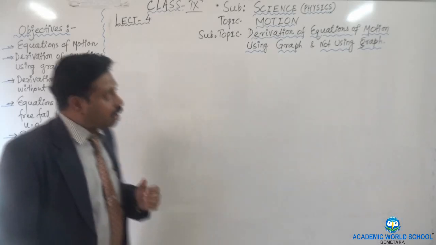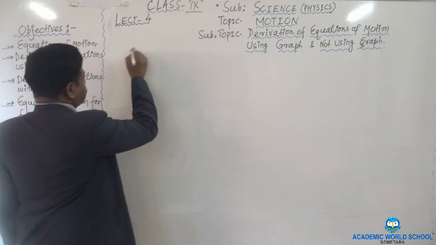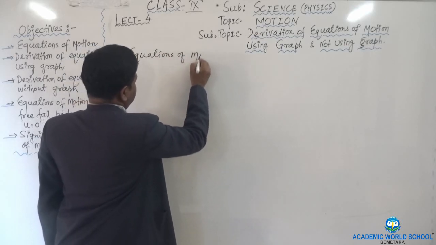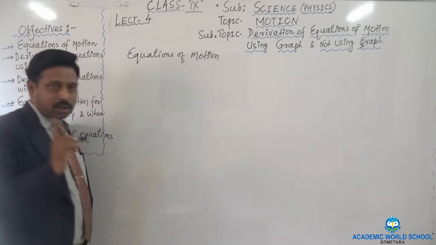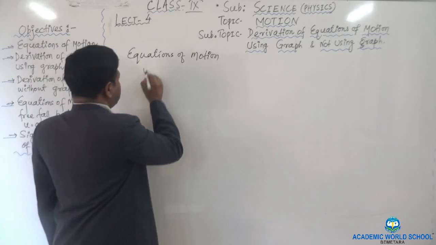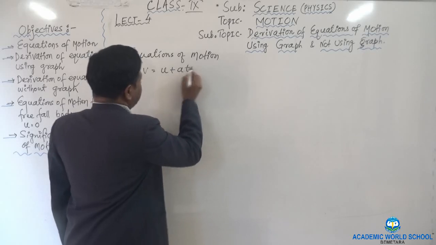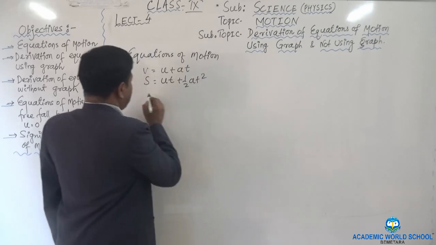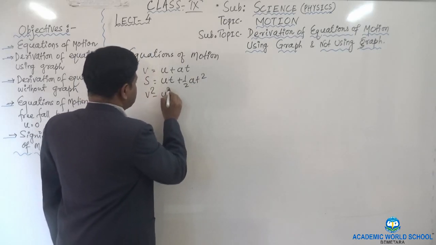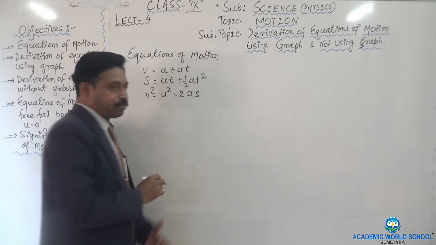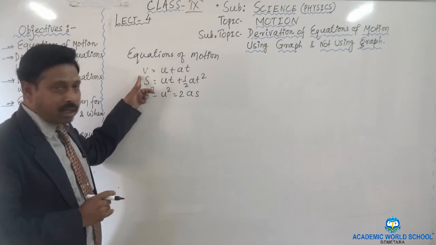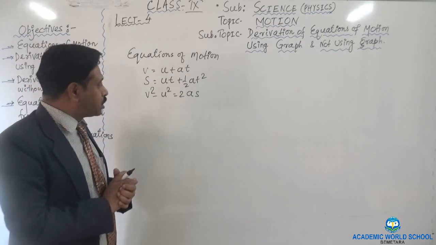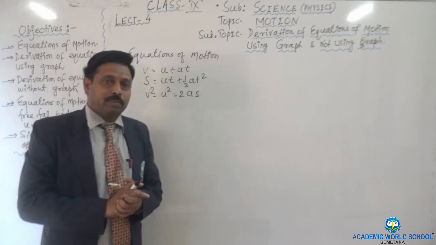Well, we start writing from the equations of the motion. Let me write, you also write along with me, equations of the motion. There are three equations of the motion. You know that the first one is v equal to u plus at. Second one is s equal to ut plus half at square. And third one is v square minus u square is equal to 2as. Where the v is the final velocity, u is the initial velocity, a is the acceleration, t is the time, s is the distance or displacement.